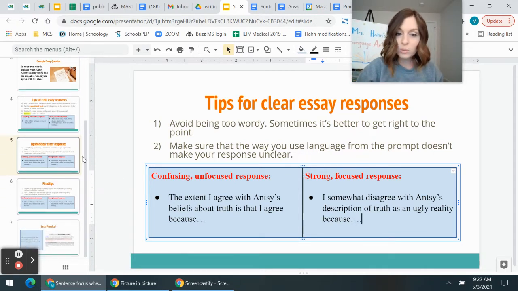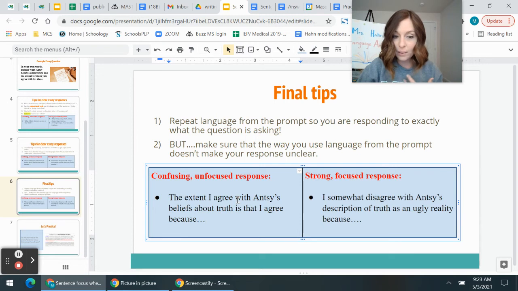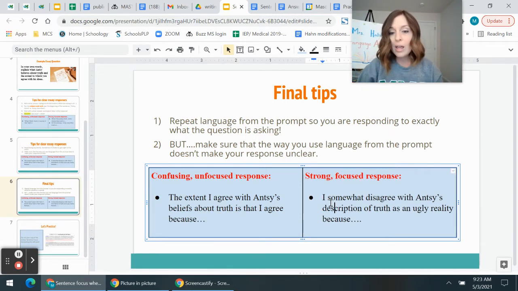All right, here's my final tip for you when you're responding to an essay question. You do want to repeat language from the prompt so you're responding to exactly what the question is asking, but make sure the way you use that language from the prompt doesn't make your response unclear. It's kind of similar to our last tip here. So again, same example. "The extent I agree with Antsy's belief about truth is that I agree because." That's wordy. It's a little unclear.